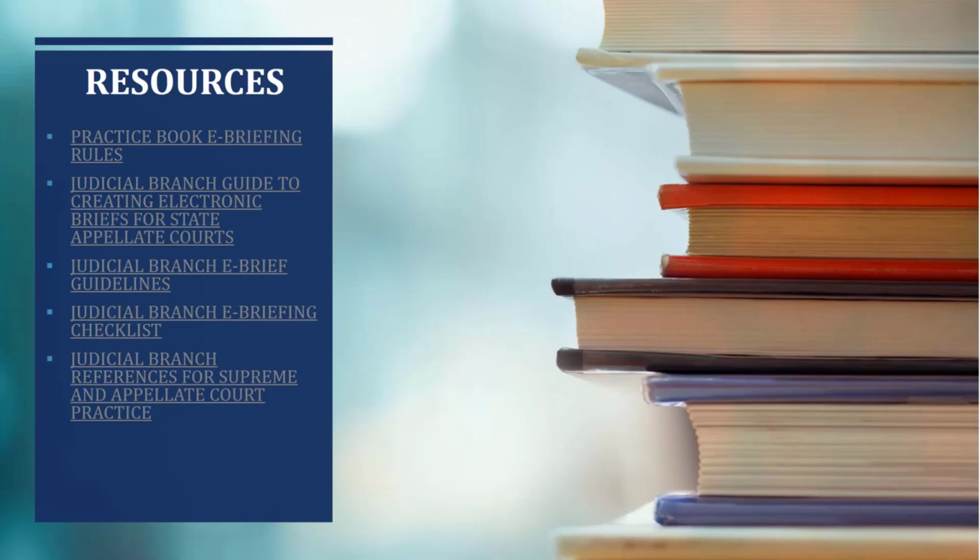If you look at that, you'll see what we're looking for. It's basically a Cliff Notes version of the rules. And then there's the Judicial Branch references Supreme and Appellate Court practice. Again, that's on the self-help portion of our website, and it's an invaluable resource to anyone practicing in the Appellate or Supreme Court. And if those documents aren't helpful, please give us a call.